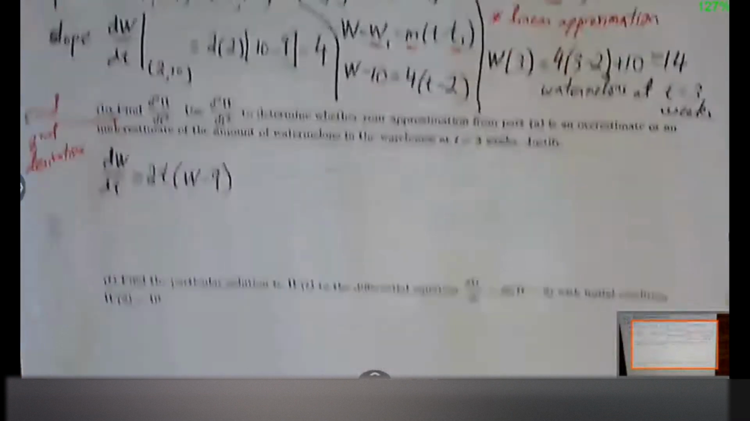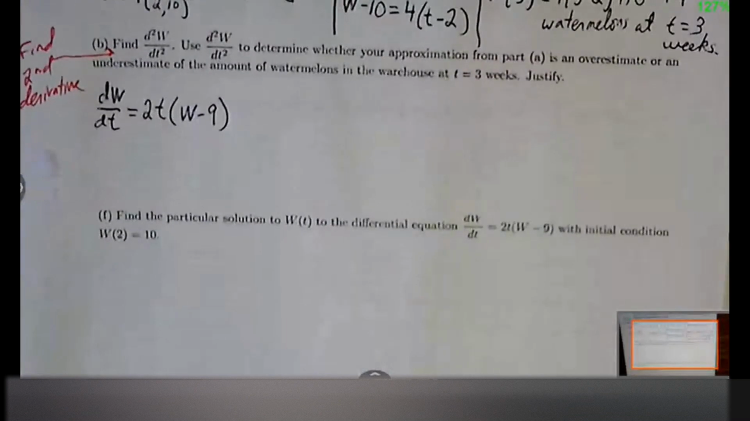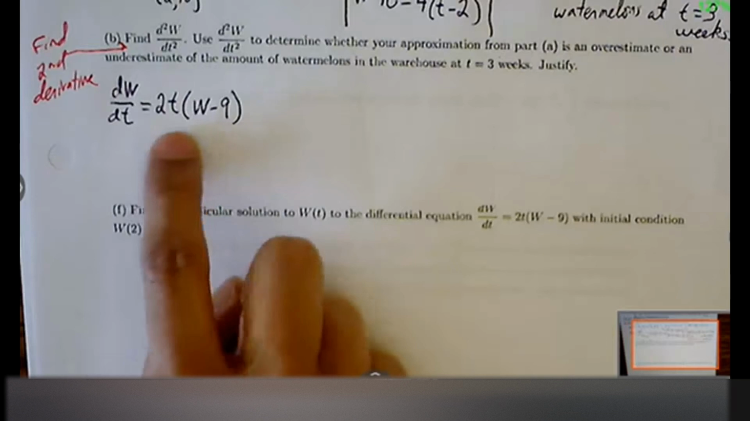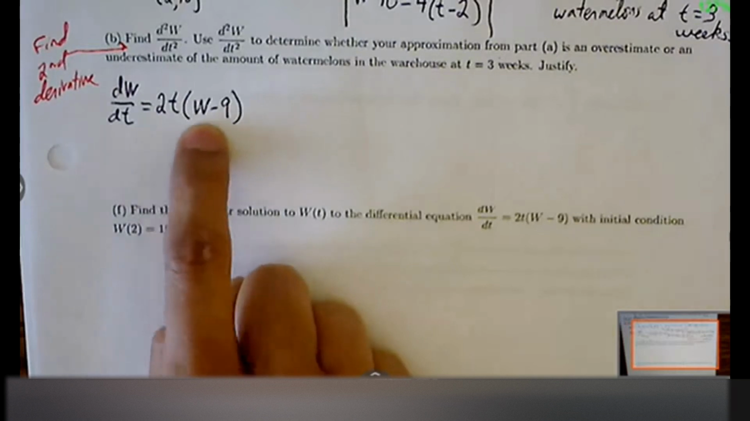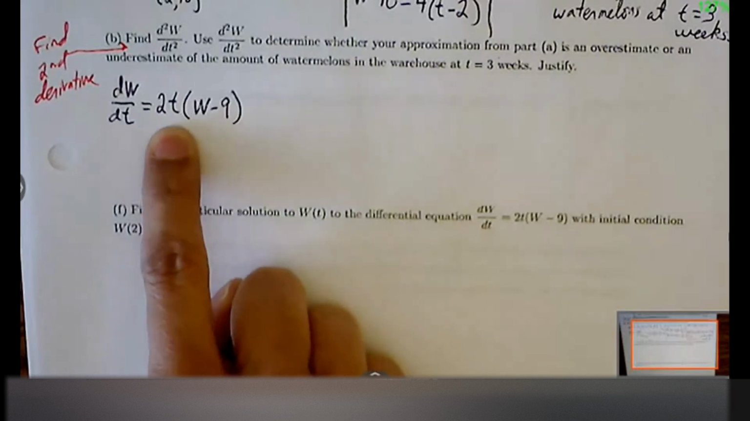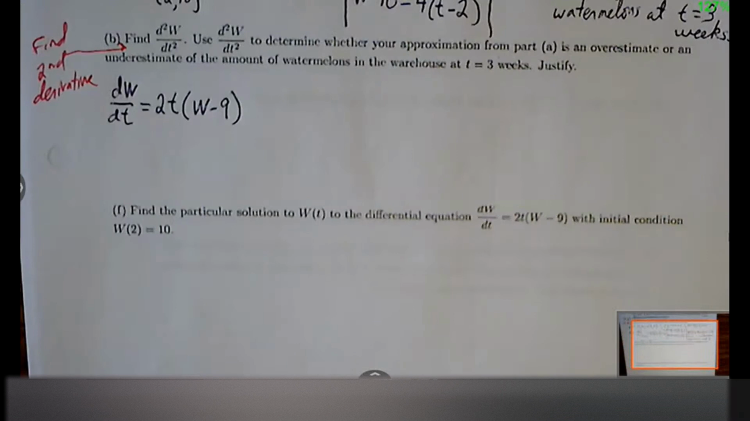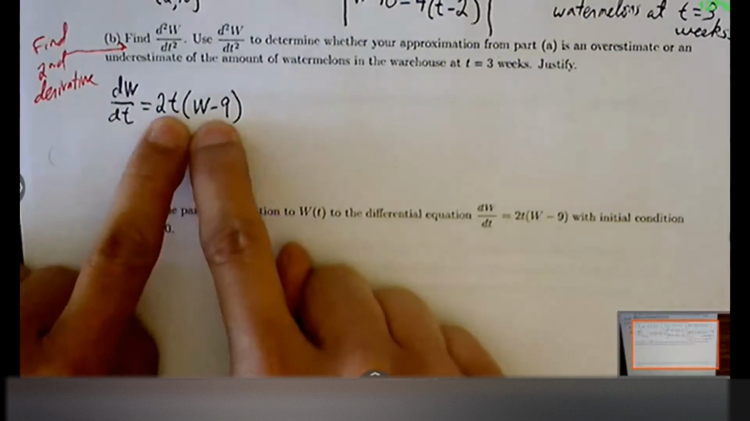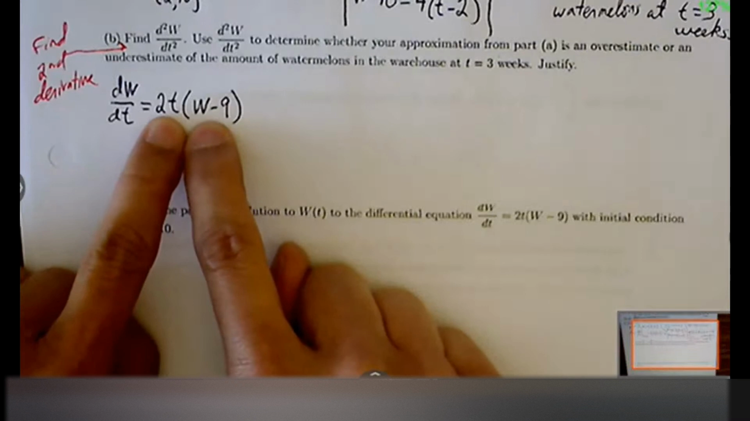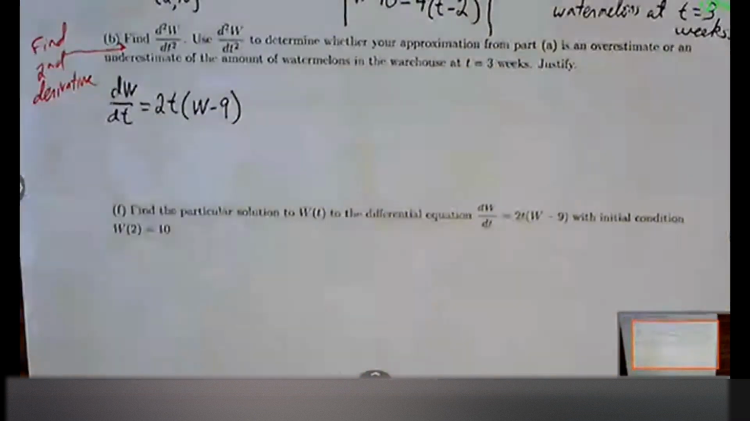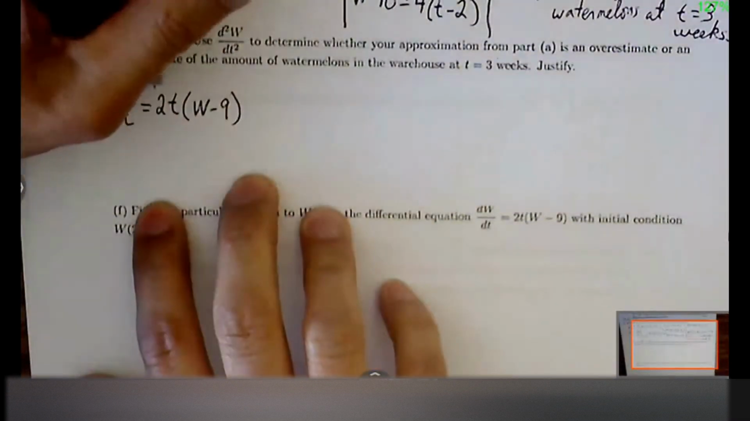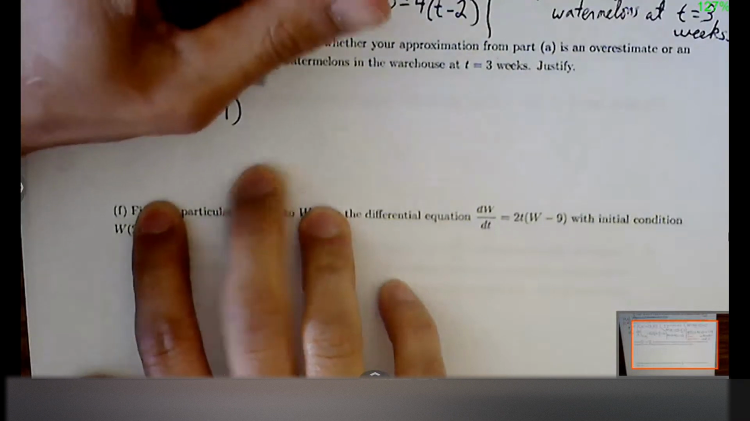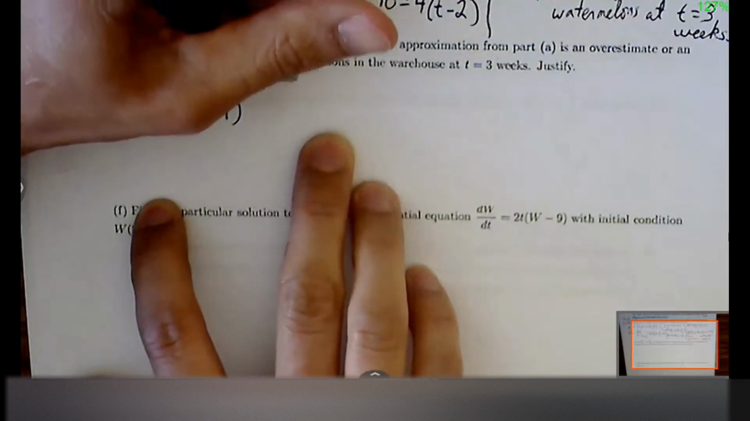Okay, so if we look at how this dw dt is organized here, we have 2t times w minus 9. If I want to find the derivative, what's involved here? Okay, what else? Product. You see how these are two separate variables there? Yeah, we got to go through product rule here. Okay, product rule.